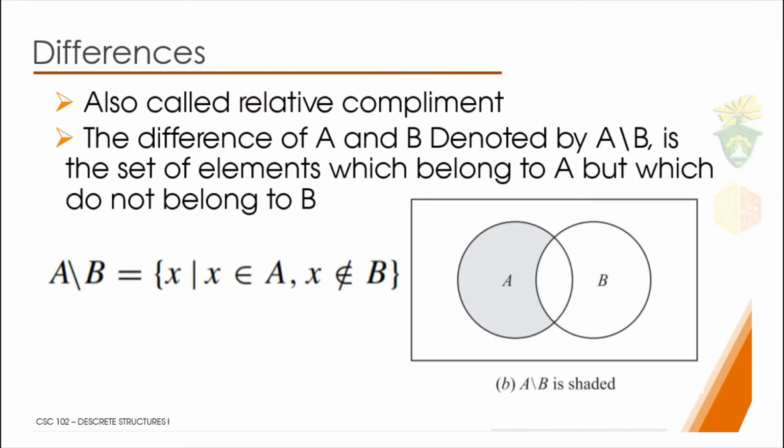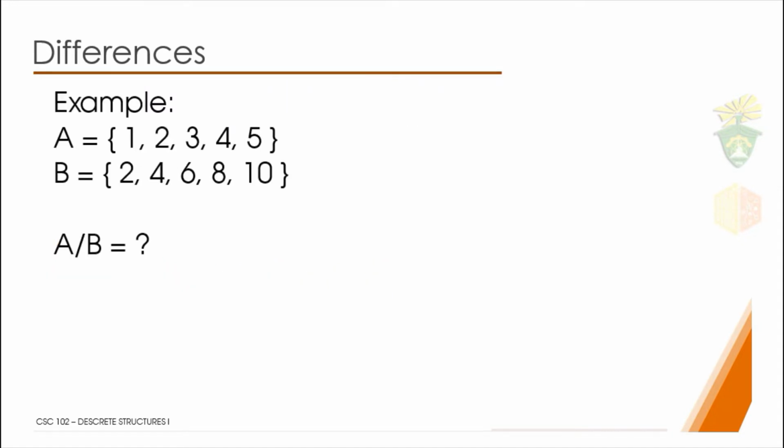If we show that visually using a Venn diagram, this is what it looks like. Only those elements found in A are the solution to this operation. You can see this part here also belongs to A, but since it also belongs to B, we deducted it, or we minused it. So we removed it from the solution. Now here is an example.